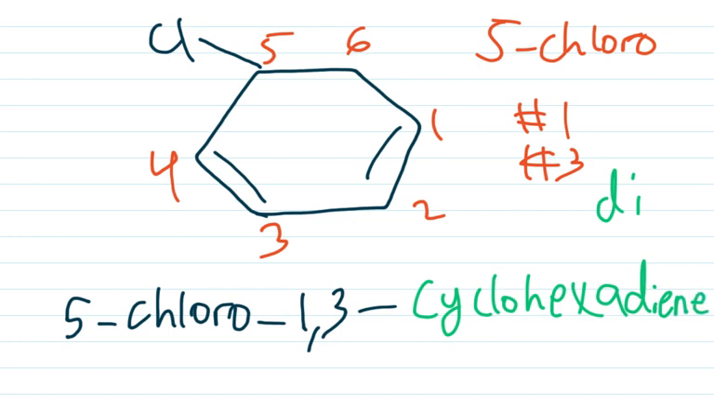Okay, so this was the basics of alkene naming, or cycloalkene naming, and in the next video, we'll also be naming alkenes, but more complicated problems relating to trans, cis, E, and Z stereoisomers.